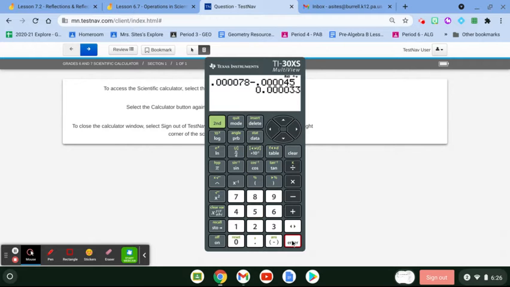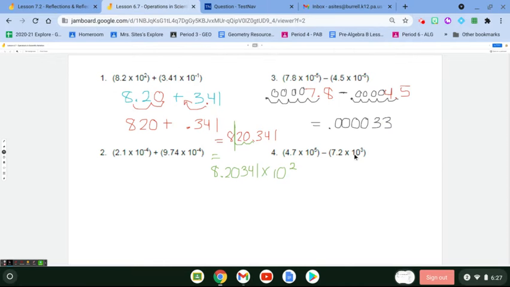And the result I get is, I'm going to write this down on my Jamboard. So point, and then I have 1, 2, 3, 4 zeros, and 3, 3. So my next move is I need to put that into scientific notation. So I need to move my decimal point in between the two threes so that I get a factor that is between 1 and 10. So 3.3 times 10.